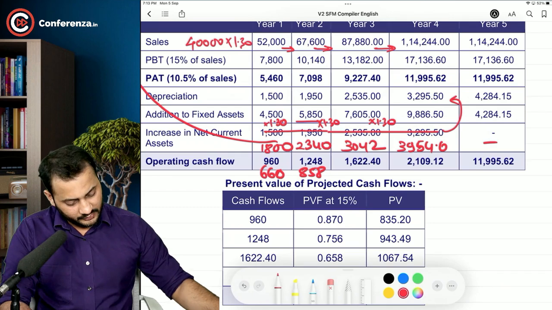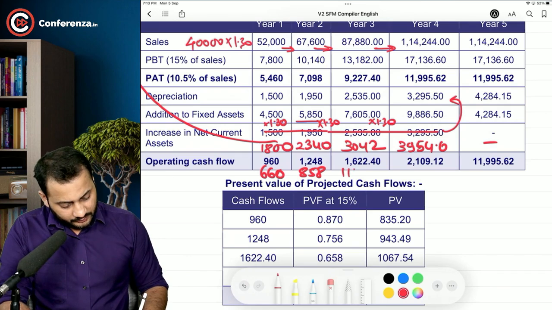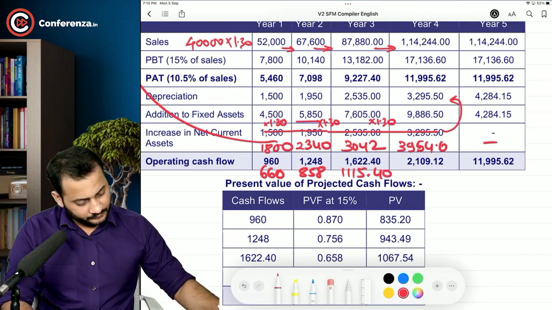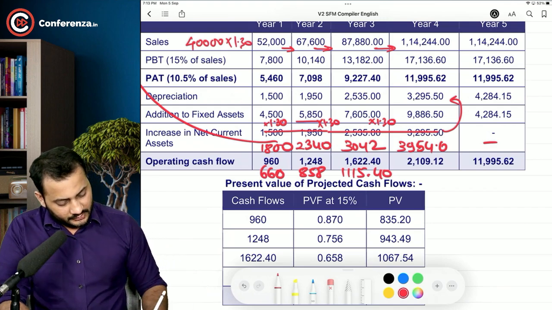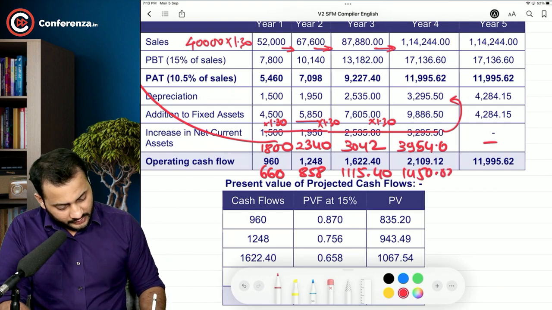9227.40 plus 2535 minus 5 minus 3042. That's 1115.4. Then 11,995.62, 3295.50 minus 9886.50 minus 3954. That's 1450.02.